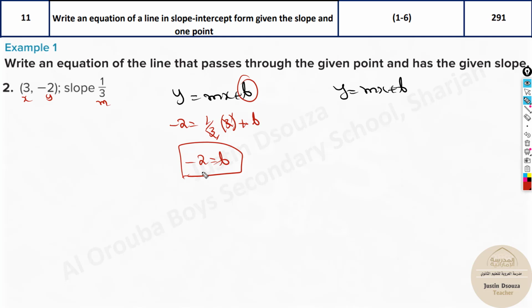Now here we found the b value, so substitute it over here. That is minus 2. And what about the other things? Y equals m, which is 1/3 x, minus b, minus 2. That is the answer. Very, very easy. There is no calculator method for this. Only this can be solved in calculator if you want. But you need to write it in equation. So you can't solve in calculators.